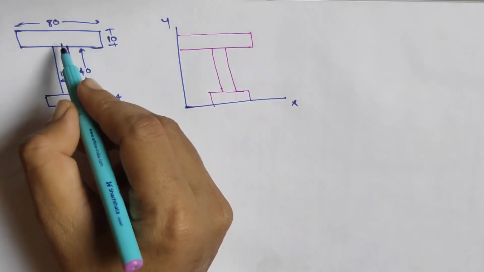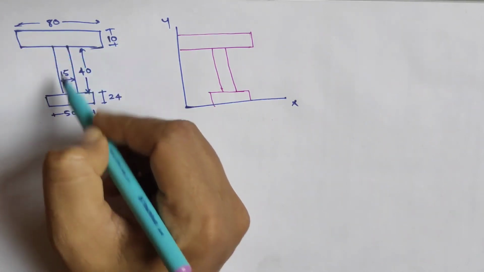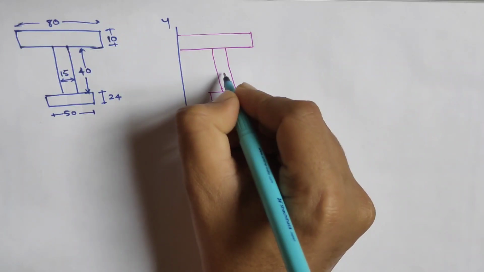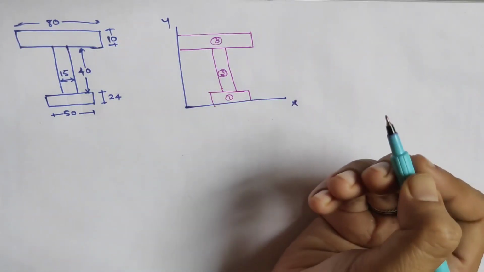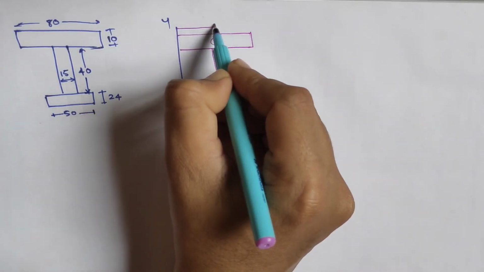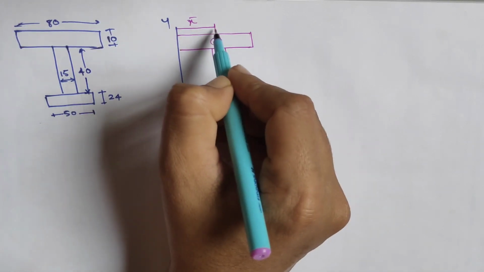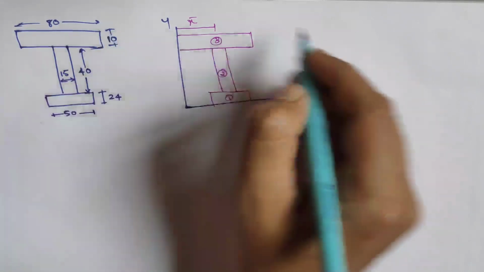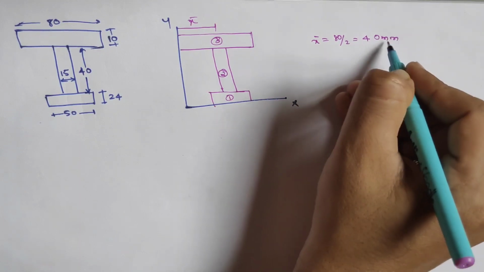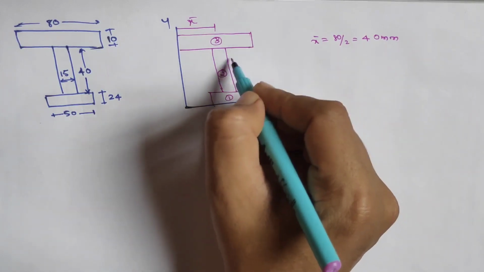Now we got three rectangles because it is not a normal plane figure. We have three rectangles in this I section, so we can divide it into rectangle 1, 2 and 3. Now if we consider it as an entire rectangle, the x bar value will be from the leftmost, that means from the y reference axis to the centroid. So x bar will be half of the top flange, 80 divided by 2, that is 40 mm. Now we got the x bar directly, but we don't know what the y bar is because we have three different rectangles here.